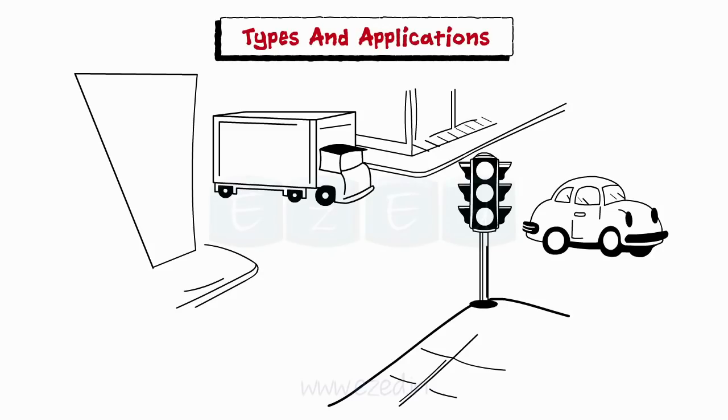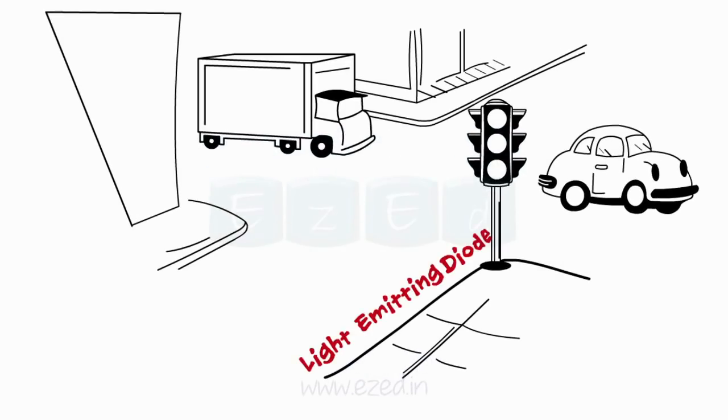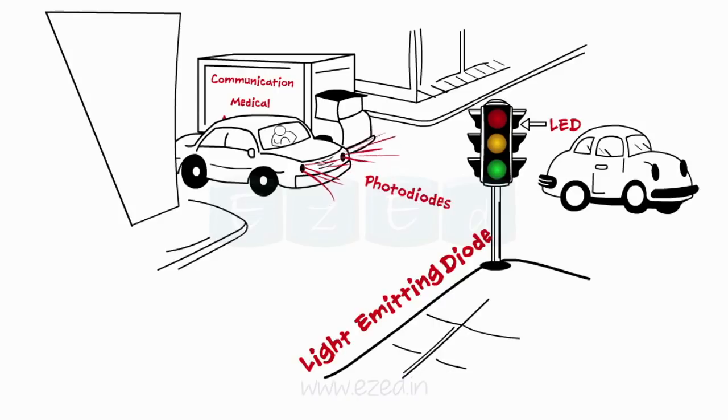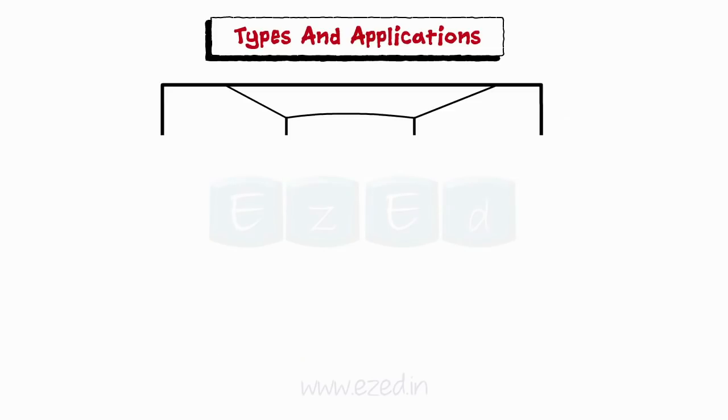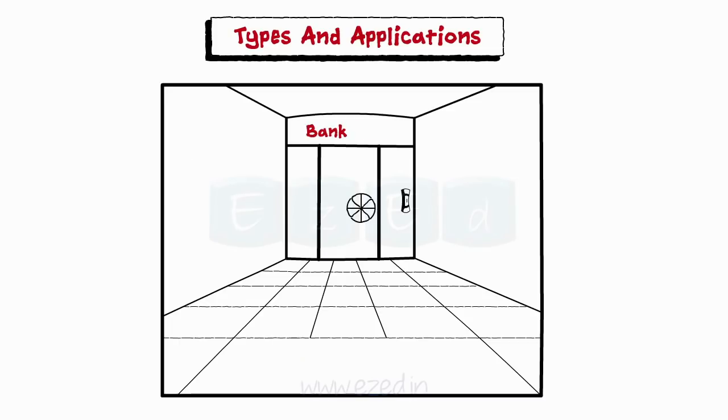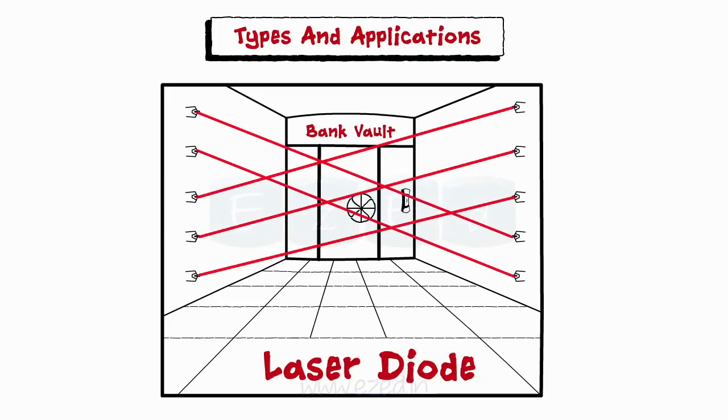The different types of diodes are the light-emitting diode, commonly known as LED, used in road signals or as LED TVs. Photodiodes are used as light detectors or light sensors in industries like communication, medical, automobile, headlights of a car. Laser diodes are used as pointers, security alarms, etc.